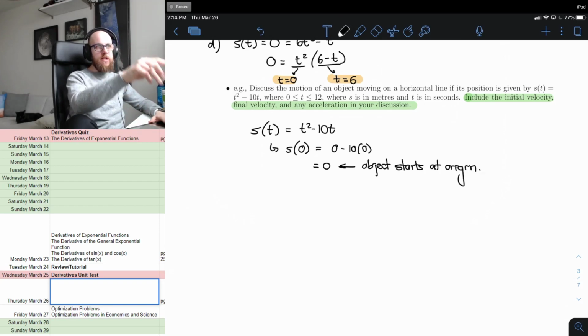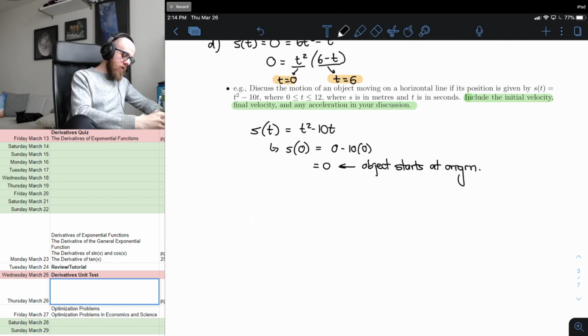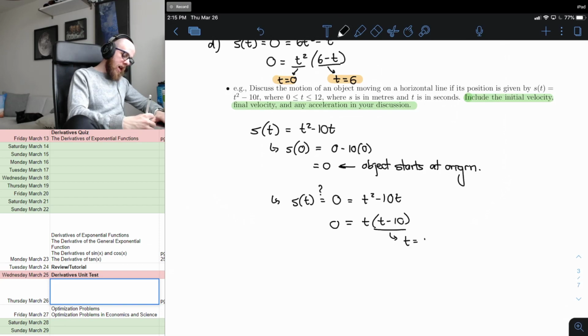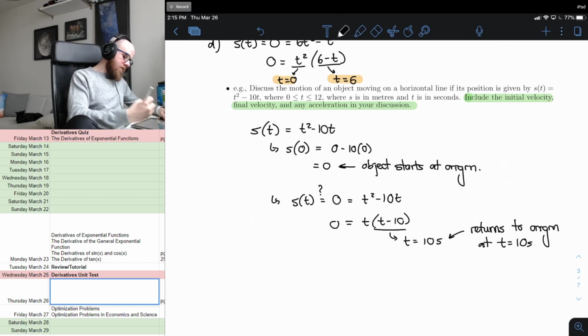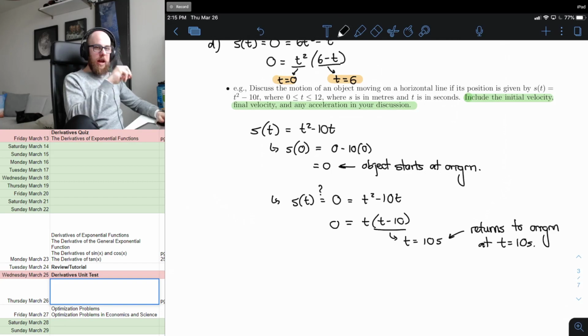That's exactly what we just did in part D of the previous example. So let's figure out when it gets back to the starting point. t squared minus 10t. Again, I can do a bit of factoring here. t times t minus 10, which means it gets back to its starting point when t is equal to 10. So it returns to its starting point at t equals 10 seconds. And that characterizes our particle pretty well.